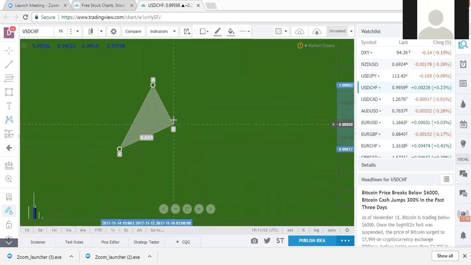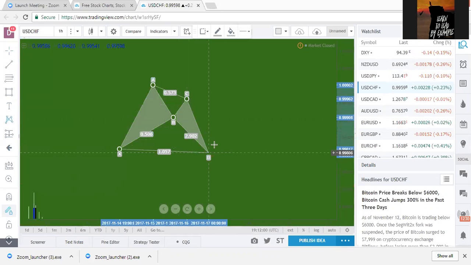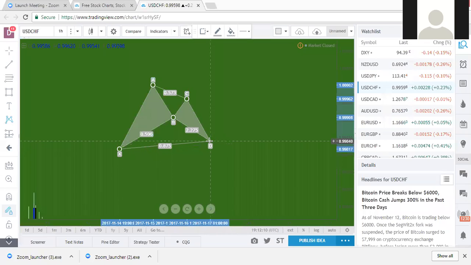XA, we're gonna need a 50%. We'll go to here. At least 382, we'll be safe right there. All right, this being the D extension, we're looking for the 886.